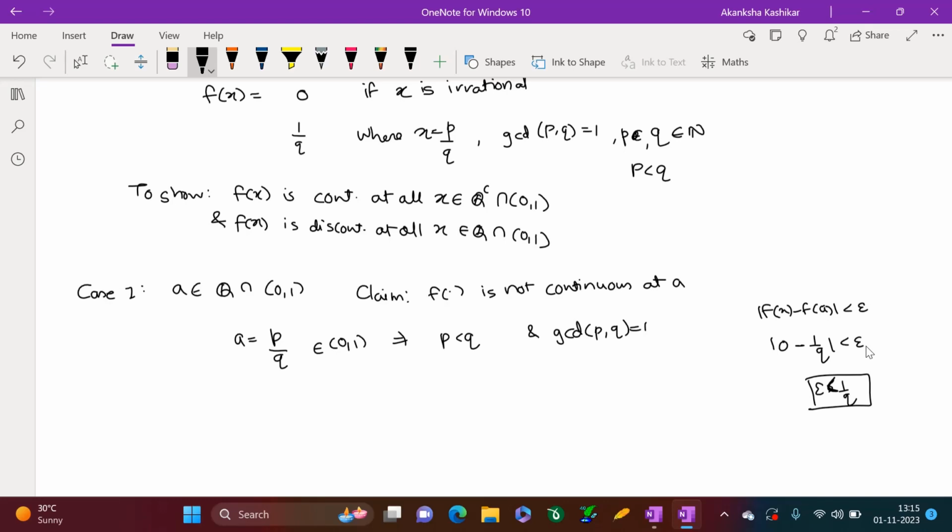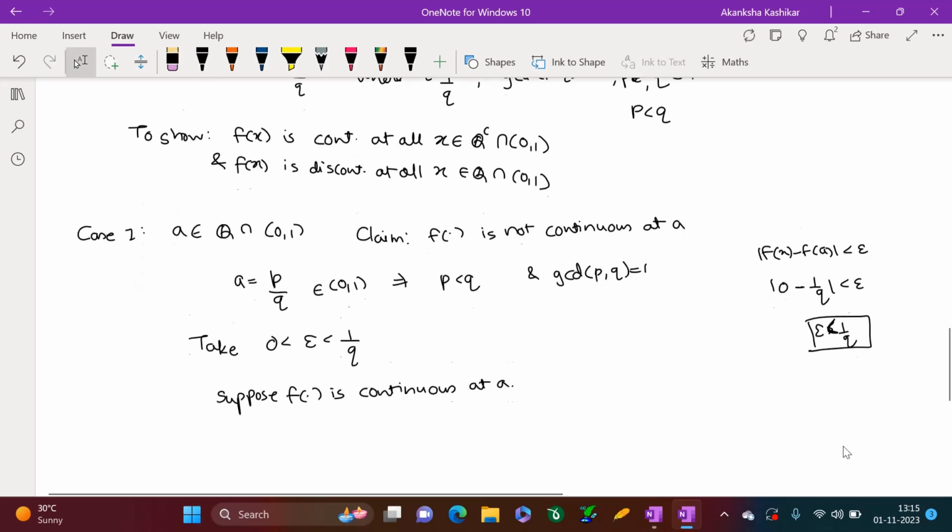Are you getting the idea? Okay, so this difference of 1/q will always stay. You cannot make the difference less than 1/q as soon as you have irrationals in the picture. So if you try to make epsilon less than 1/q, then you are going to end up in trouble. Okay, so take some epsilon which is between 0 and 1/q. And let us suppose that it is continuous. So we are trying by contradiction. So suppose f is continuous at a, then what will happen?